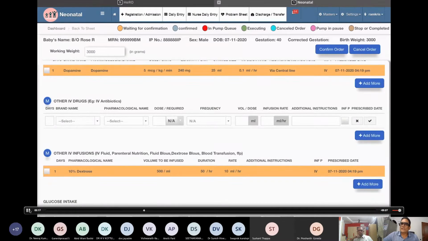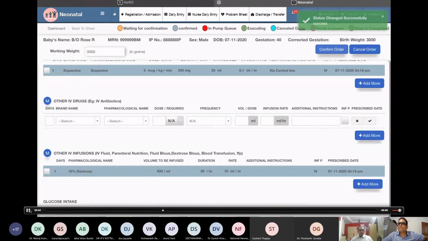Once I do this, the prescription is done. It's waiting for confirmation. That's what the orange color shows. Once I confirm it, it says confirmed. It changes color to blue, and then it goes to the pump queue where it turns red. So there is different color coding for different status of the medication. I'm confirming the dopamine also, and once I confirm, it changes to blue.